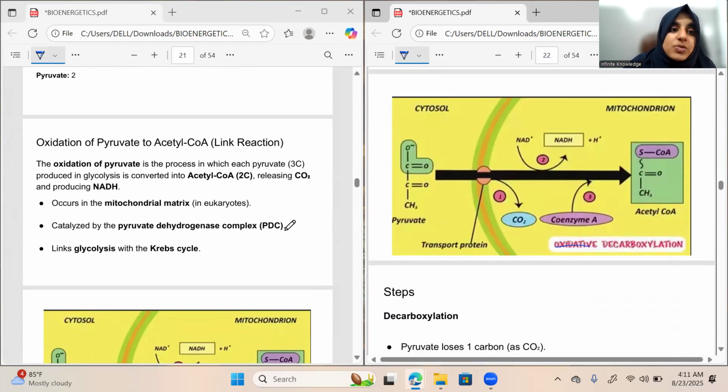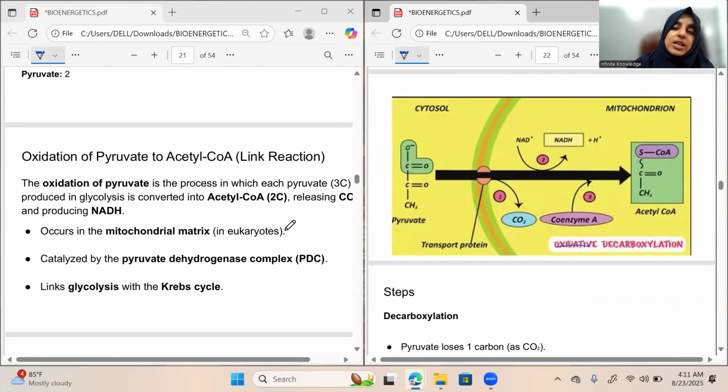All right. Next, we move on to the link reaction. Now, what happens after glycolysis? We have a product known as pyruvate. After glycolysis, the Krebs cycle occurs, but it needs a substrate known as acetyl-CoA. Right now, we have pyruvate, but it needs acetyl-CoA. So, what are we going to do?